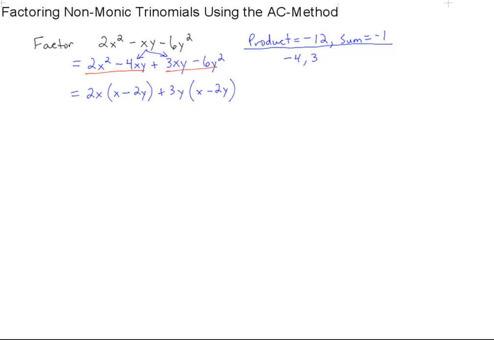And now we've got this common piece here of x minus 2y. So we pull that out of the whole thing, out of each of the terms. So I pull that out, and that leaves me with 2x plus 3y. And we have factored the trinomial, using the AC method. If you FOIL this out, you'll get what we started with.